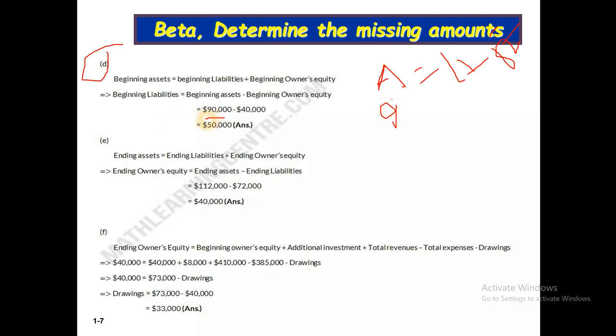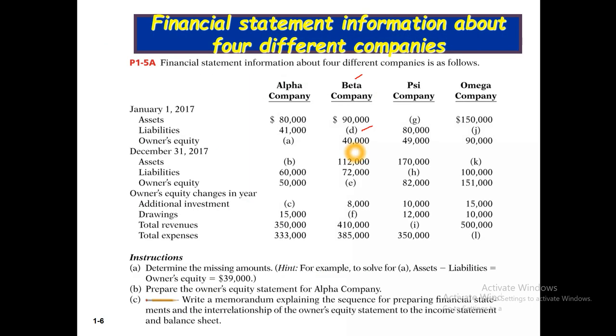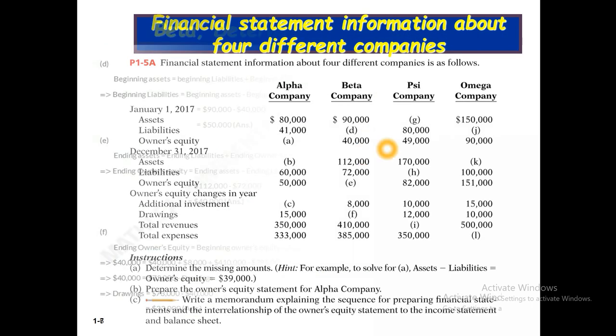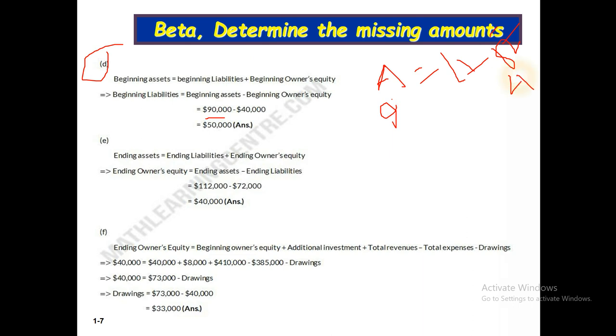That means this is 90,000. And here our owner's equity is 40,000. So 90,000 and 40,000, so liability will be the missing figure. That means easily we can say this will be 50,000. So this is the 50,000. Okay, I think everybody is clear.